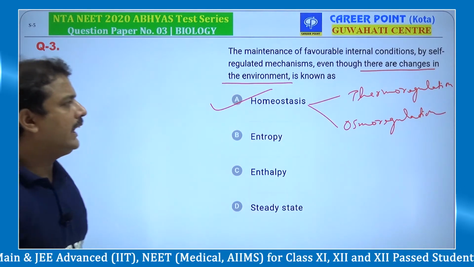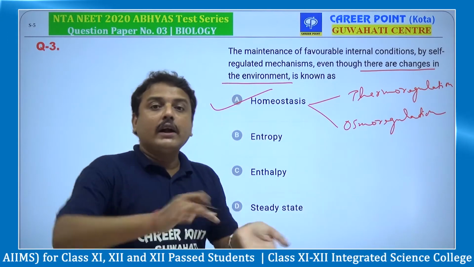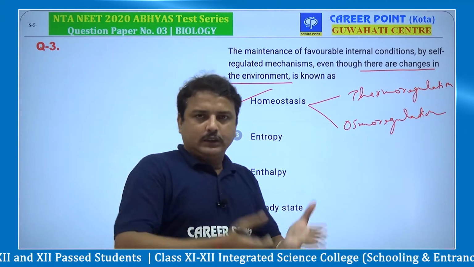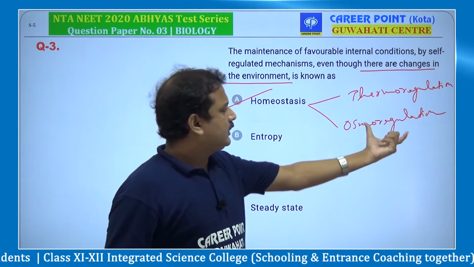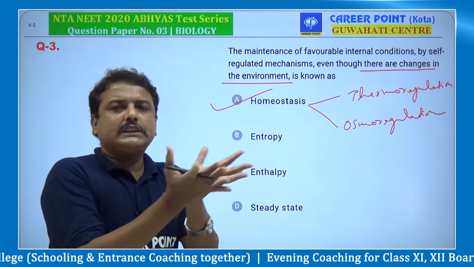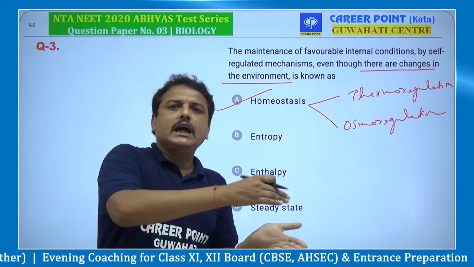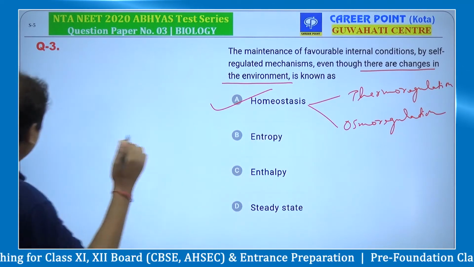So thermoregulation and osmoregulation: here temperature is maintained and here the balance of water. That thermoregulation and osmoregulation is actually called homeostasis, the condition where the internal environment is maintained with the external one. Clear? Next question.